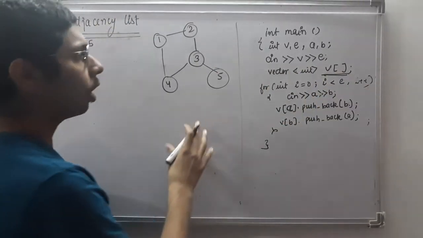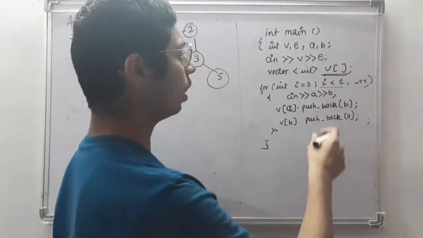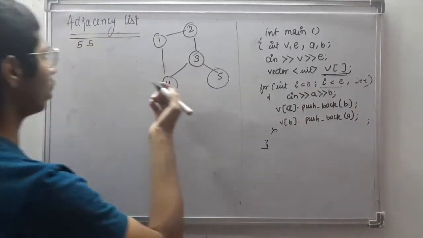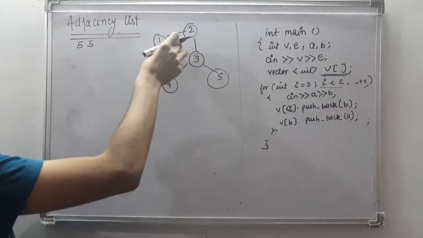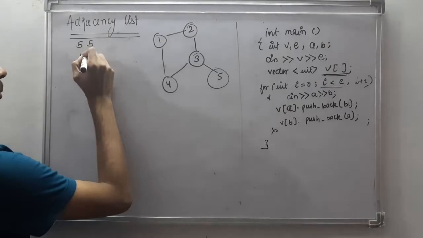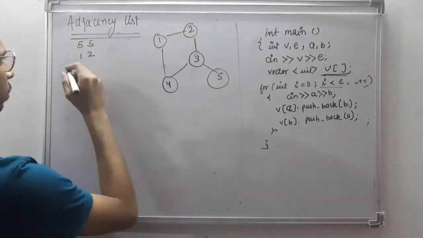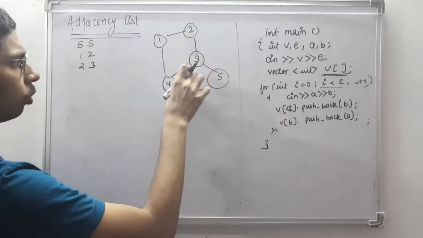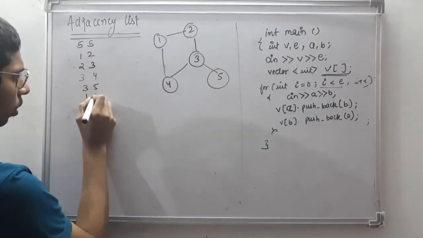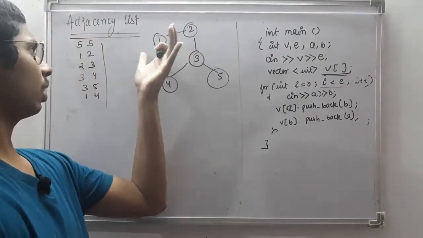After that, you have to traverse all the edges from i equals 0 to i less than e. Then you have to take the input of a and b. Suppose we have to join 1 to 2 and 2 to 1. So the input is like this: 1 2, after that 2 3, 3 4, 3 5, and maybe 1 4.